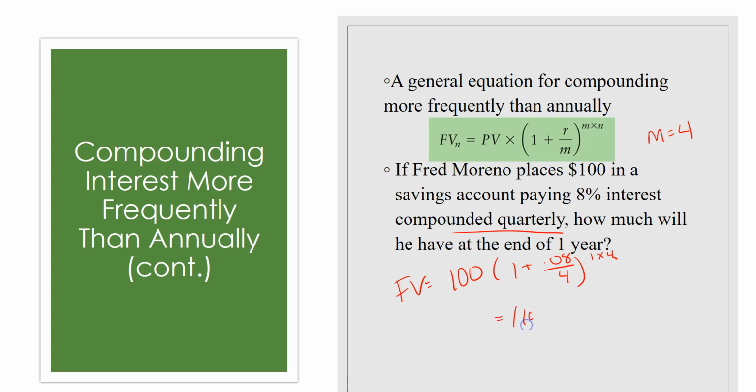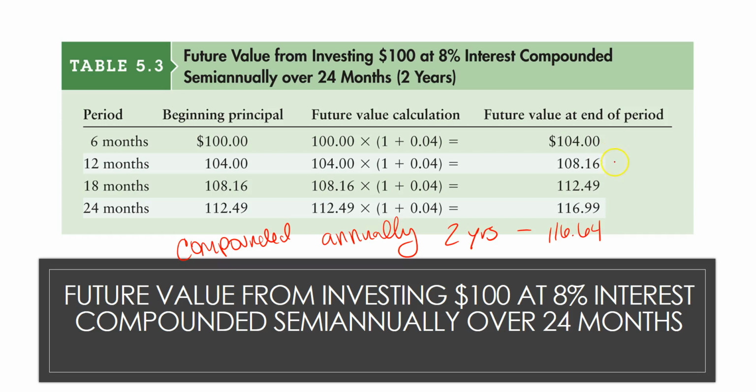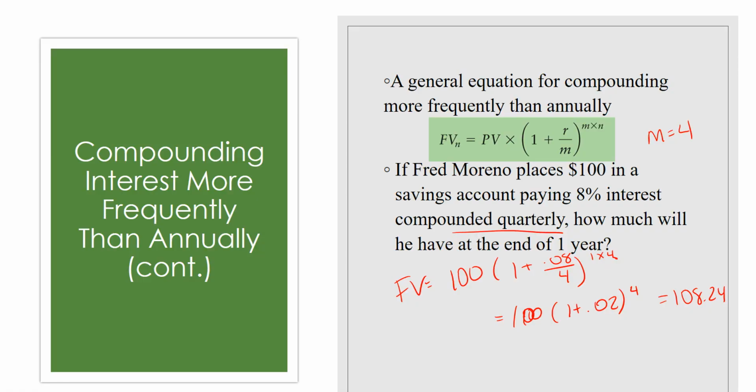So that's 100 times 1 plus 2% raised to the 4th power. And that would leave us with 108.24. So when we said we had semi-annual compounding at the end of 1 year, we'd have 108.16. With annual compounding, we'd have 108. With quarterly compounding, we have 108.24. So our effective rate is increasing. We're actually earning more than what is stated.